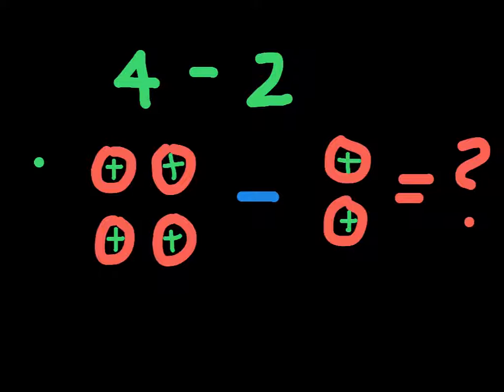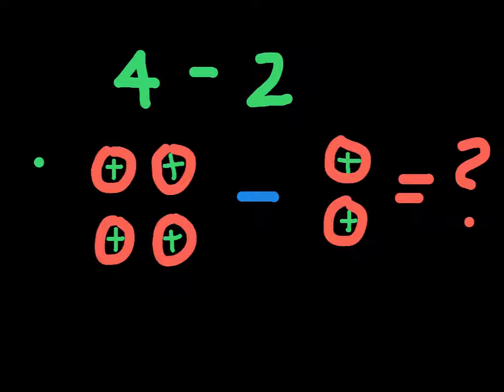Alright, so our first example on page 14, subtracting integers. Use integer counters to find 4 minus 2. And as you see here, I've already drawn out the problem with integer counters. So we have 4 positive integer counters, and we're minusing or subtracting 2.